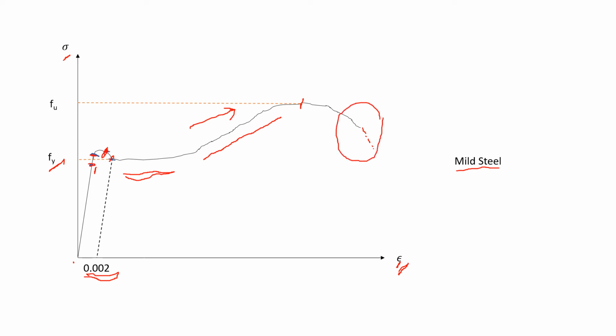Nominal means it uses the actual area at each section, so the value is found using the actual area. That is why the value of stress decreases after the ultimate point. So what is the true stress strain curve? It starts here and goes on increasing until failure.